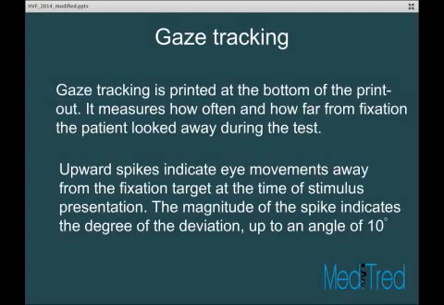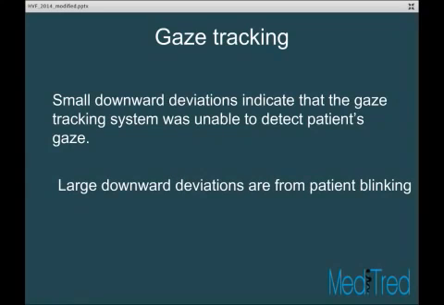At the bottom of the printout is the gaze tracker strip, which shows how often and how far away from fixation a patient looks away during the test. Small downward deviations in the gaze tracker indicate that the gaze tracking system was unable to detect the patient's gaze, and large downward deviations are from patient blinking.